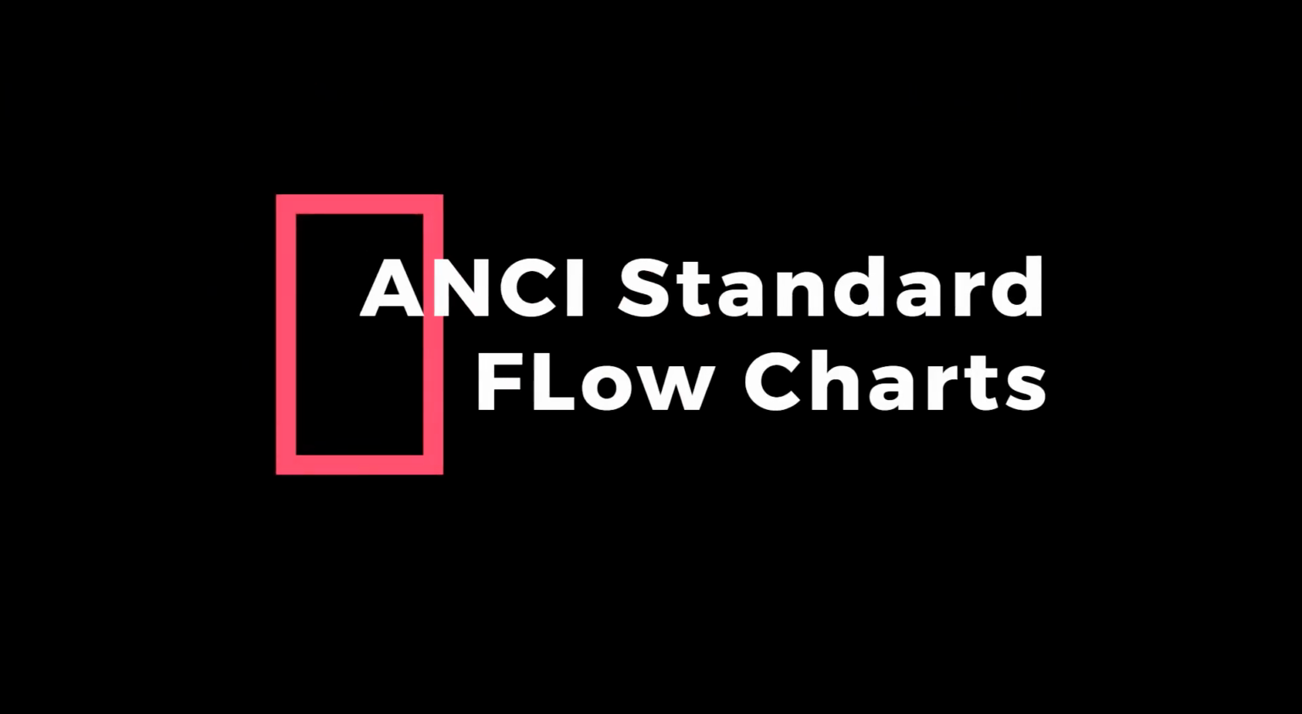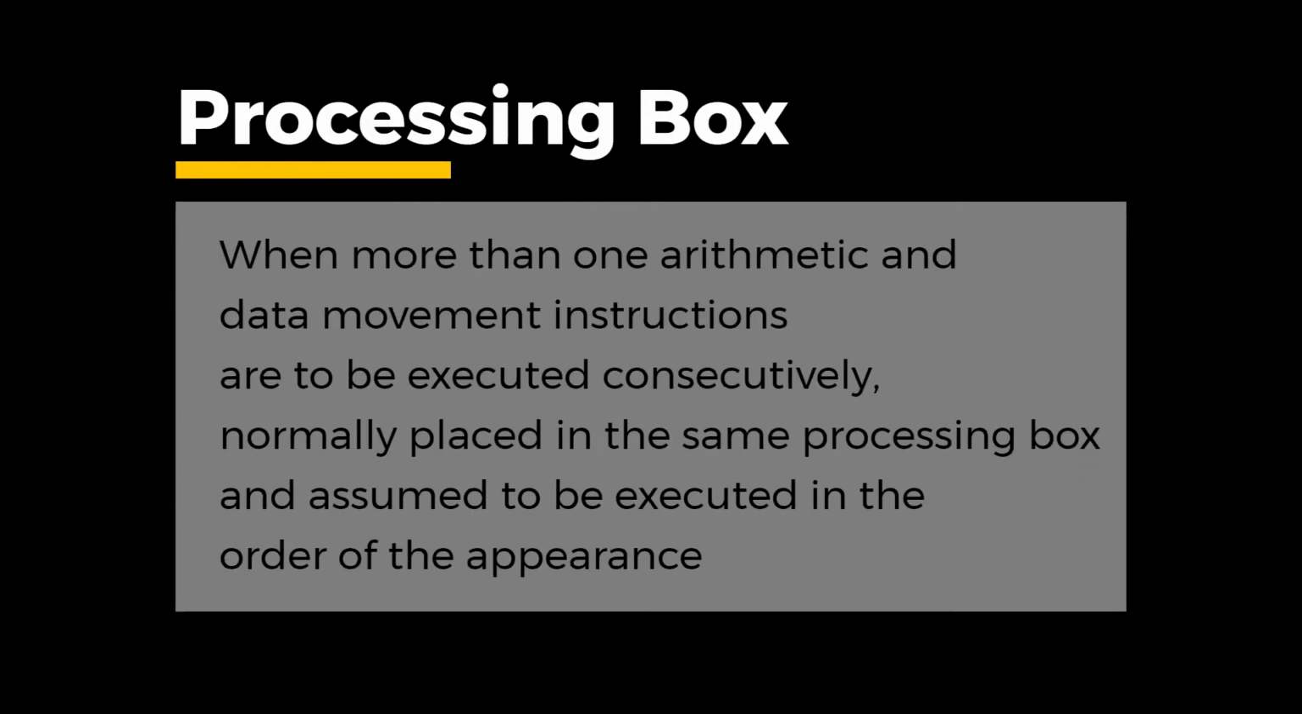After finishing off learning about the ANSI standard flowchart symbols, it's time for us to learn the ANSI standard flowcharts. Under this, we have to learn about the processing box. When more than one arithmetic and data movement instructions are to be executed consecutively, it is normally placed in the same processing box and assumed to be executed in the order of the appearance.